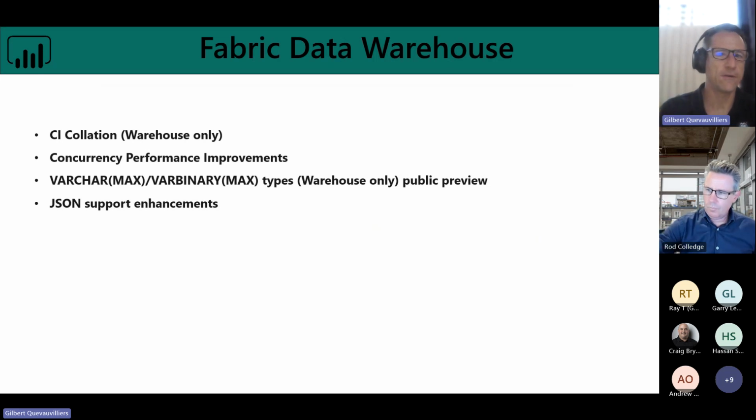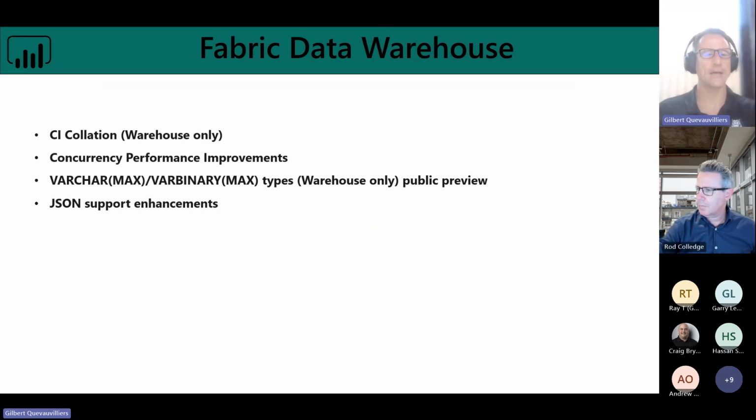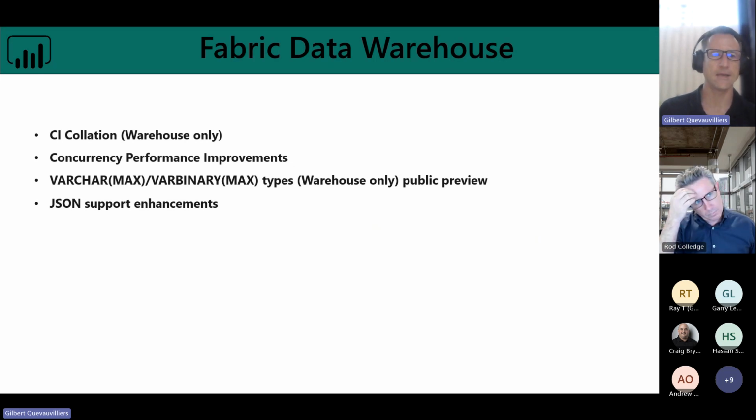Now moving on to the Fabric side of things, in the Fabric data warehouse, you now can create case insensitive collation, meaning that the data and the columns and everything is case insensitive, so it doesn't matter if you use uppercase or lowercase, that will work. There's also concurrency and performance improvements. For public preview, they've added the varchar max and binary max data types, and there's also JSON support enhancements if you're using, for example, the toJSON syntax in SQL and Warehouse that now is supported and enhanced.